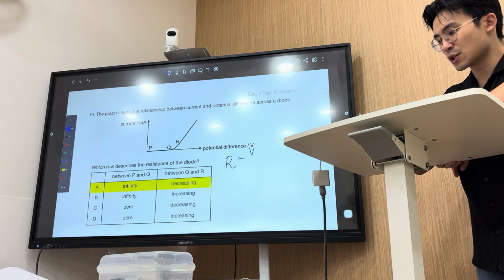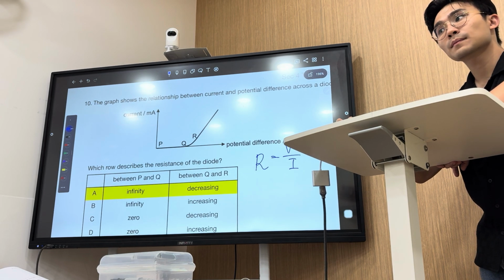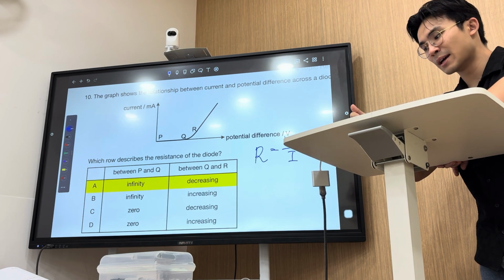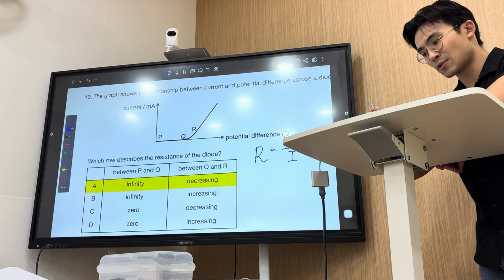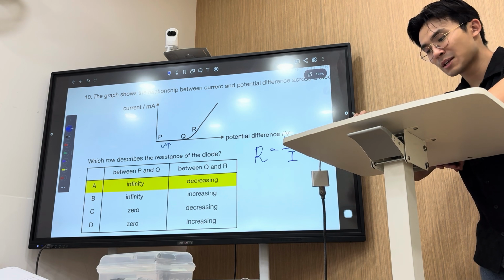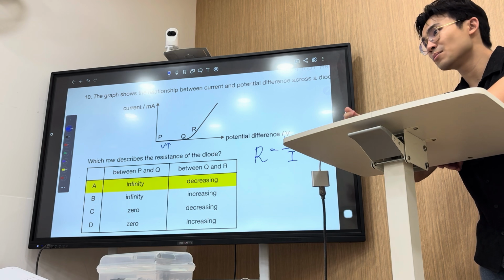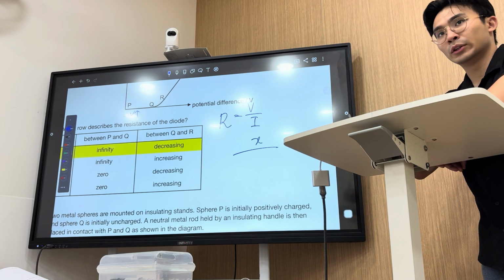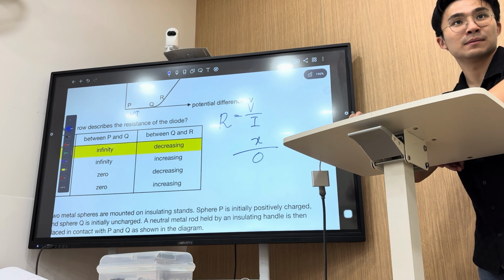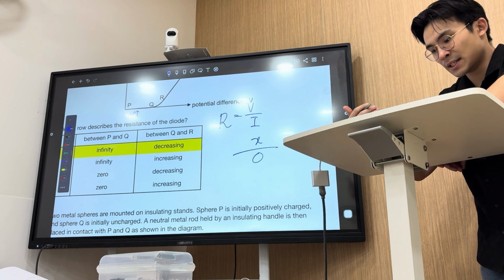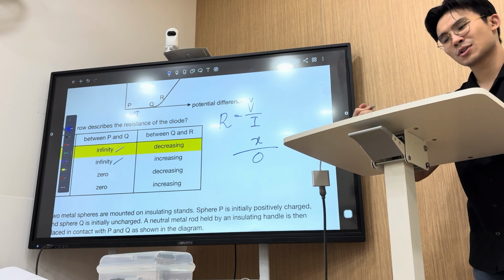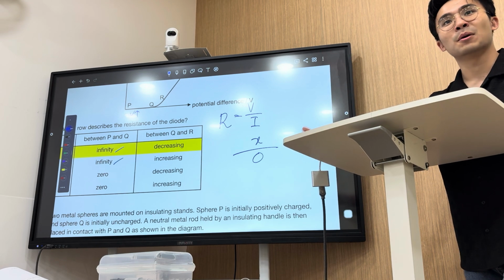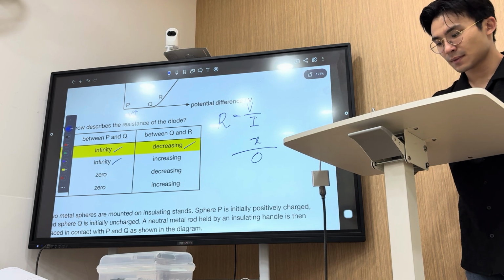Resistance equals voltage over current. From P to Q, what's my potential difference? It is gradually increasing, agree or not? But what's my current? Pretty much 0. Agree? I can put any number x on top. If I divide by 0, the answer is always infinity. You divide by an infinitely small number. And use common sense: if you have infinity, which is the biggest number possible, can you increase beyond that? From infinity, it has to be a downward trend. That's it.